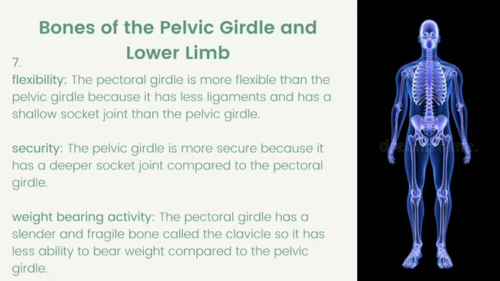Next, bones of the pelvic girdle and the lower limb. Number 7. Compare the pectoral and pelvic girdles in terms of flexibility, security, and the ability to bear weight. For flexibility, the pectoral girdle is more flexible than the pelvic girdle because it has fewer ligaments and a shallow socket joint. For security, the pelvic girdle is more secure because it has a deeper socket joint compared to the pectoral girdle. For weight-bearing activity, the pectoral girdle has a slender and fragile bone called the clavicle, so it has less ability to bear weight compared to the pelvic girdle.